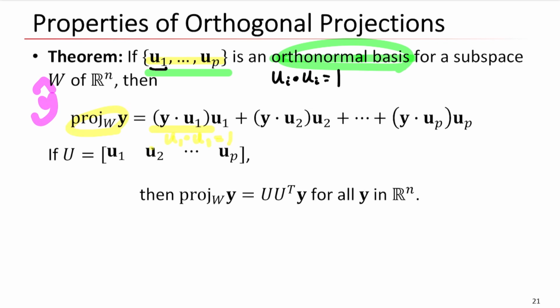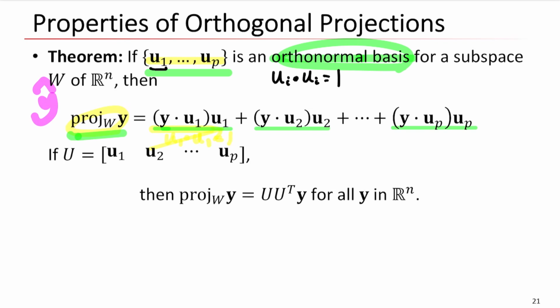So we don't need to consider this one, right? So the remaining part is y inner product u1 times u1, y inner product u2 times u2, plus y inner product up times up, right? So we can say that if we have the orthonormal basis for the subspace W, then we can represent the projection of Y onto the subspace W like this, right?